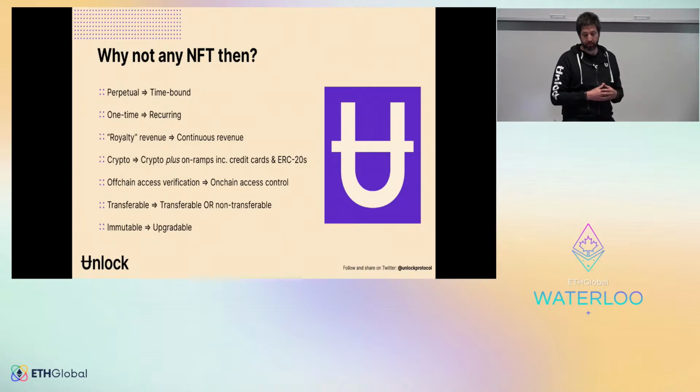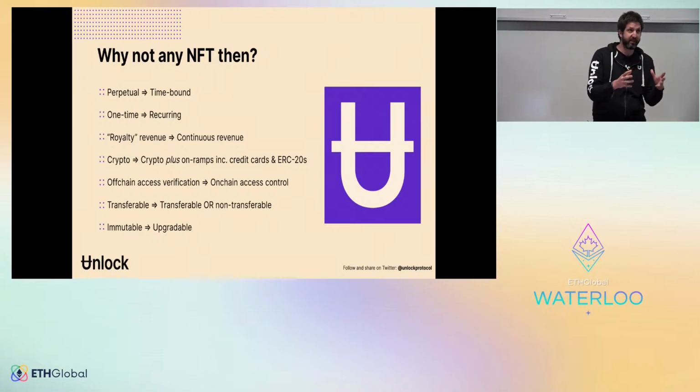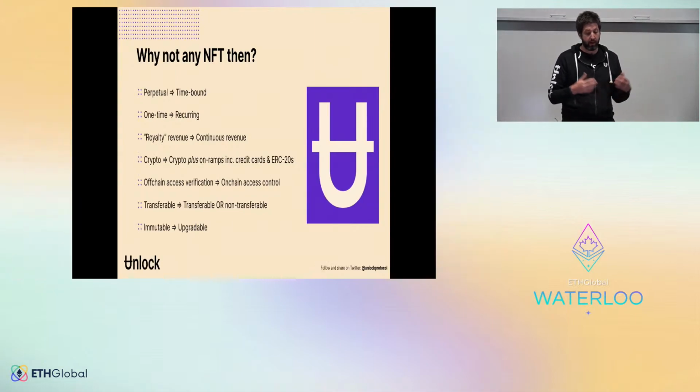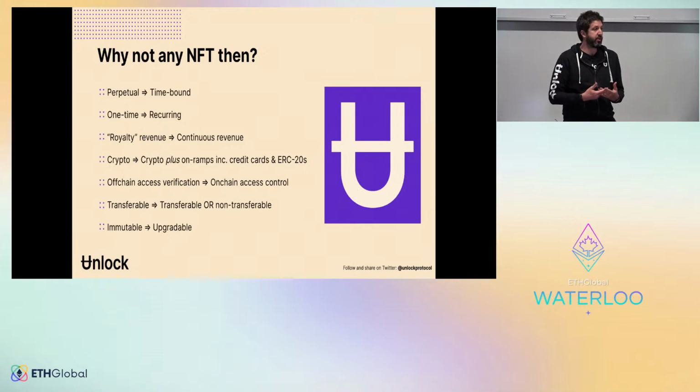At Unlock, we also build the protocol around the assumption that not all memberships will be paid, and not all memberships will be paid with crypto. So we have natively in the smart contract support for mechanisms that allow paying with credit cards, or for example ERC20s as well. Most NFTs are priced in the base currency of the chain, so ETH if it's on mainnet, or Matic if it's on Polygon. We assume that many memberships would be priced in stablecoins like USDC or DAI.